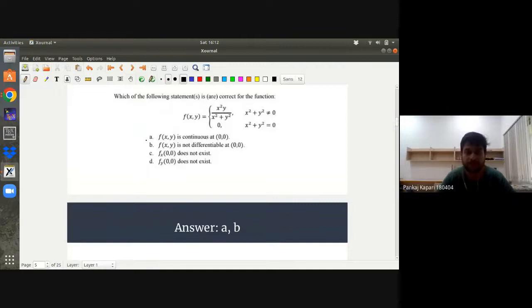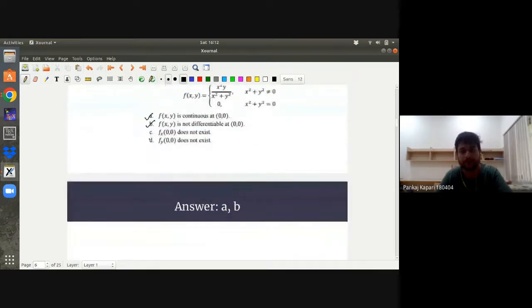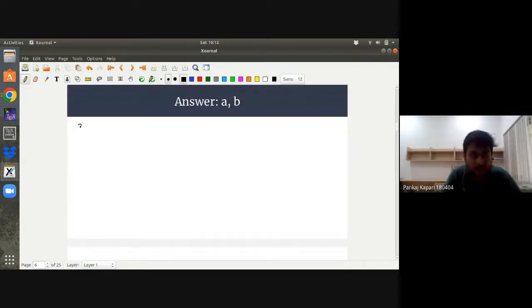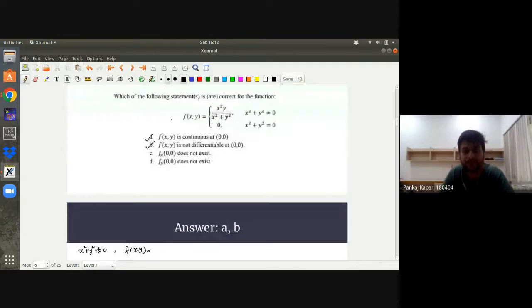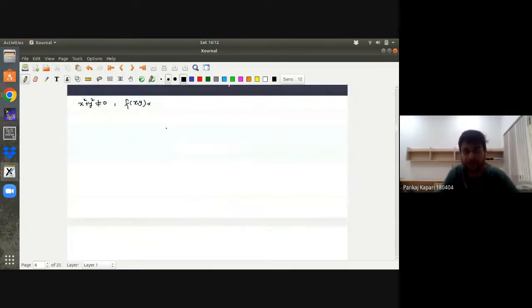So let's reveal that the function is actually continuous at origin, but it is not differentiable at origin. Okay, and we will see why. Okay, so when x square plus y square is non-zero, the function is given as x square times y divided by x square plus y square. Okay, so it's x square y divided by x square plus y square.